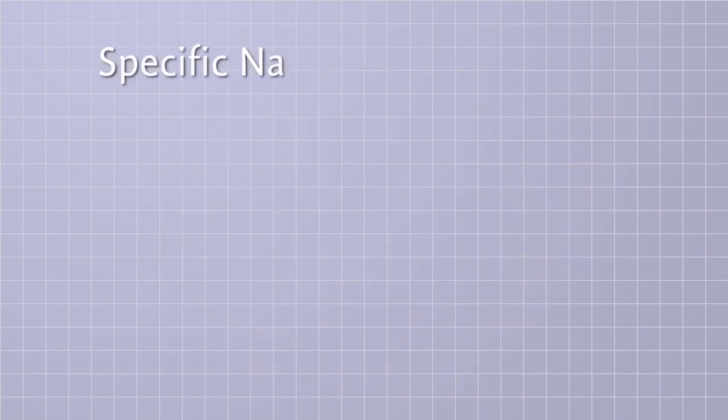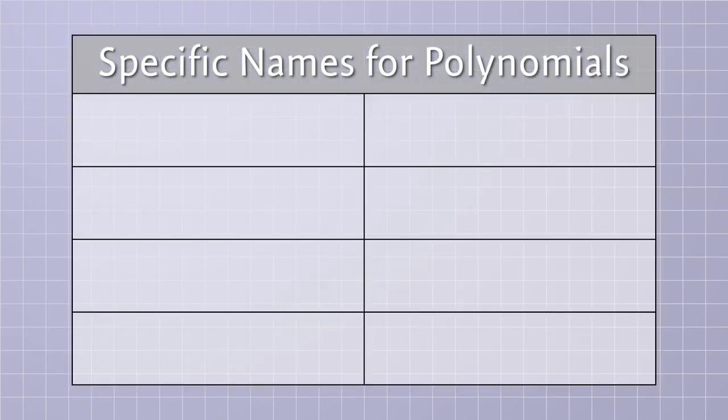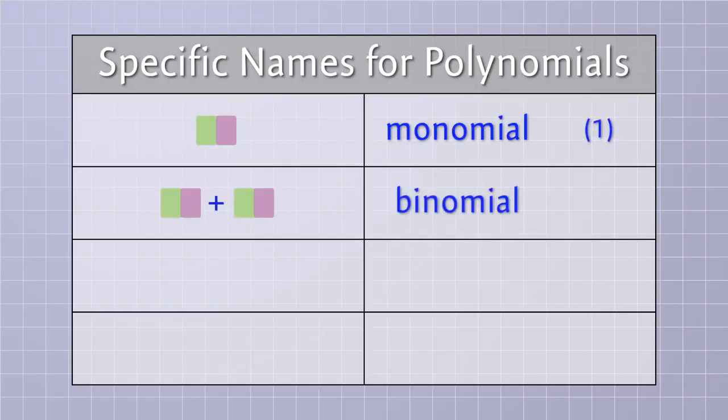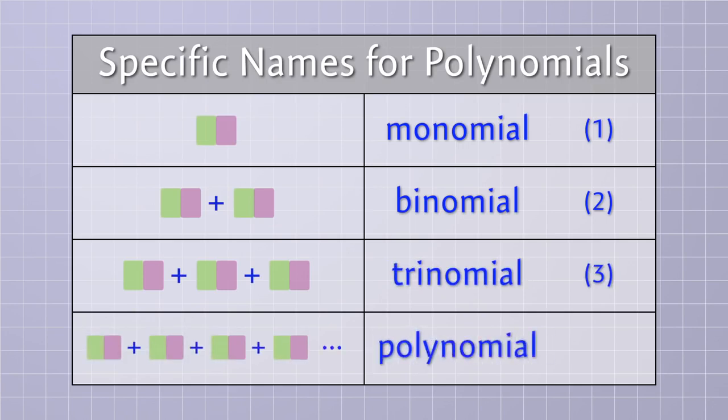But there are a few specific names that are used to describe polynomials with a certain number of terms. If there's only one term, which isn't really a chain, then we call it a monomial, because the prefix mono means one. If there's just two terms, then we call it a binomial because the prefix bi means two. And if there's three terms, then we call it a trinomial since the prefix tri means three. Beyond three terms, we usually just say polynomial since poly means many. And in fact, it's common to simply use the term polynomial even when there are just two or three terms.